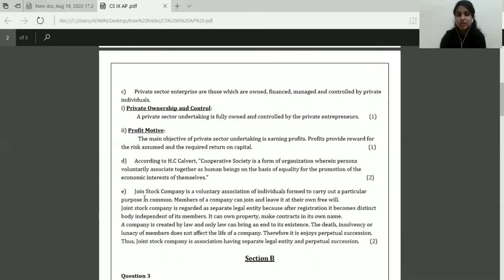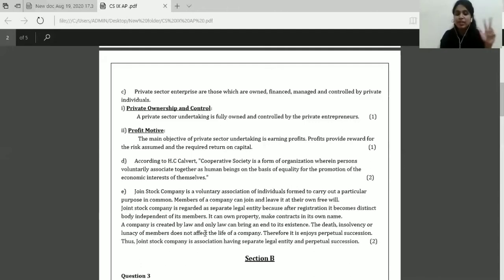Moving on to the last question under section A, that is question 2E. Now again, this question was a statement kind of question. The question was: joint stock company is an association of individuals having or enjoying perpetual succession and separate legal entity. Now, students, if you look at this statement, there were three terms mentioned. First of all, association. Second, separate legal entity.